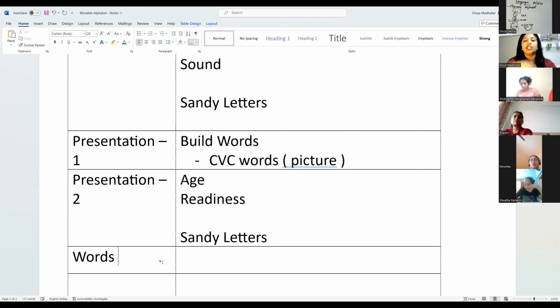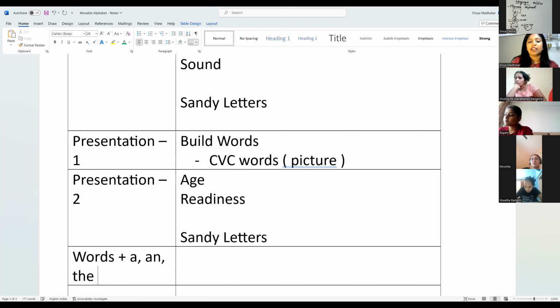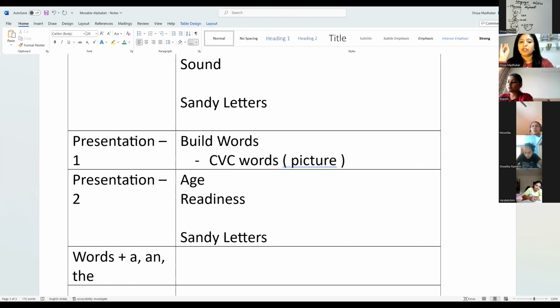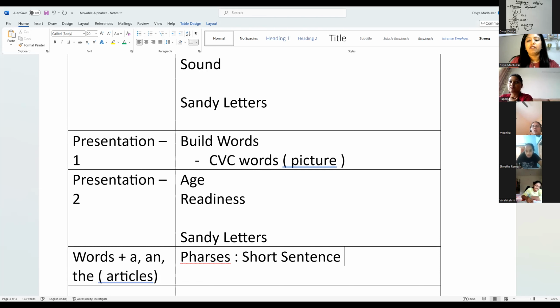Now in your third presentation is where you will start using the words. Along with the words, you will introduce the articles a, an, and the. So those are your articles. Your a, your an, and the are your articles. You start making phrases. What is a phrase? Phrase is a short sentence. Phrase is the shortest sentence that we can actually give to a child. So you help the child to build phrases.